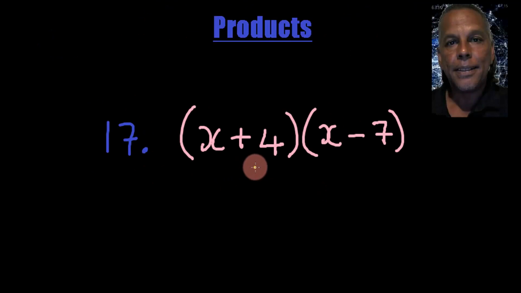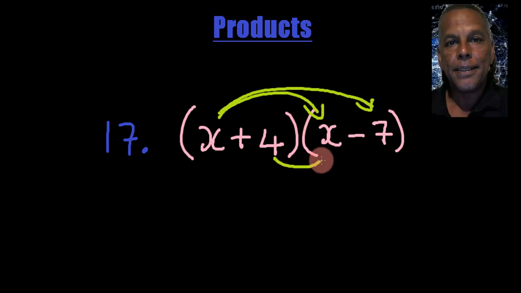So here we have to multiply our two brackets. So we multiply each term in the first set of brackets by each term in the second set of brackets. And we can generally use this pattern of multiplication. So we're multiplying the x in the first set of brackets by each term in the second set of brackets. And then we multiply the 4 in the first set of brackets also by each term in the second set of brackets.